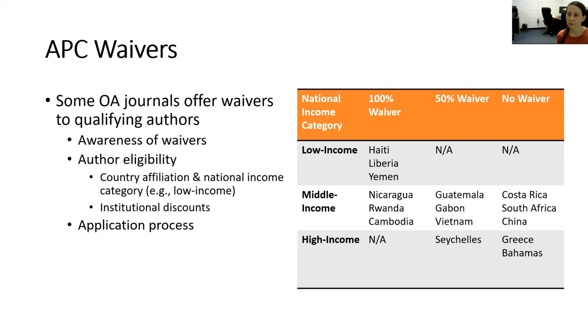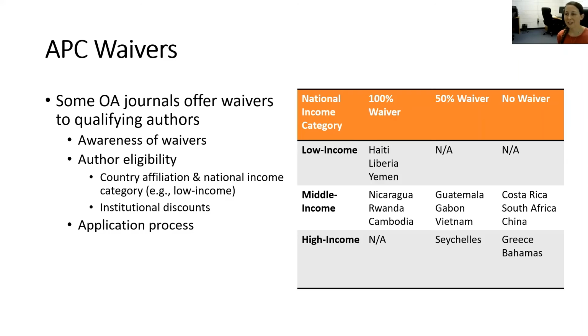They might feel that by applying, they will be considered differently and their research may be rejected instead of published simply because they asked for a waiver, or there might be other discriminatory factors that kind of preclude some people from applying. Also, the author eligibility varies. Usually it's simply based on the country that you are affiliated with.